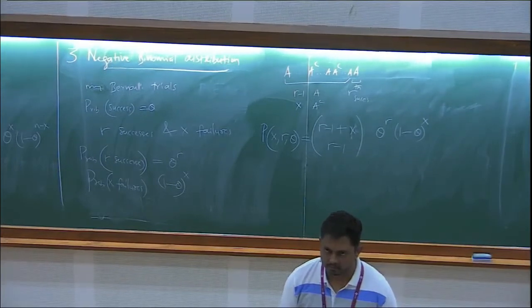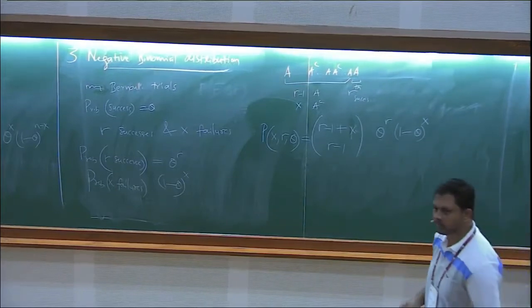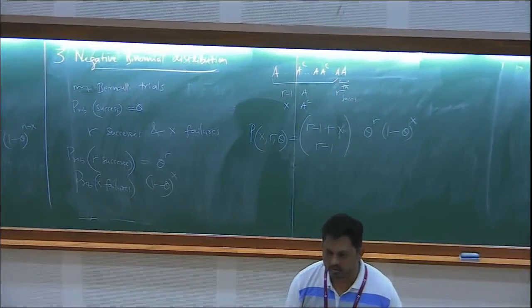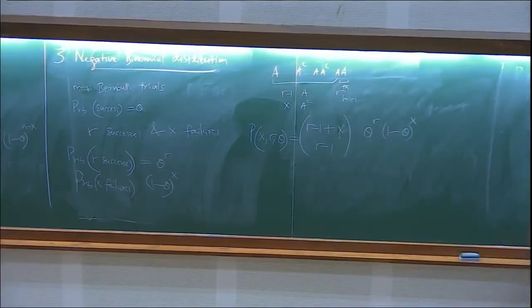Then, yeah, the rest of them must have been failures. A and A complement are mutually exclusive. So therefore, if you've got R successes, there must be n minus R failures. Yeah, in that sense, R and X are related by n.